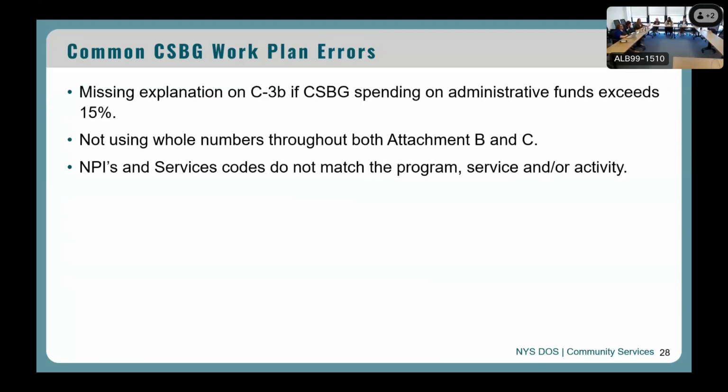And then if you are missing the explanation on C3B, if CSBG spending on administrative funds exceeds 15%, if you're not using whole numbers throughout attachment B and C, or using formulas, because like Mindy said earlier, that can make rounding errors. NPIs and service codes do not match the program, service, and or activity.